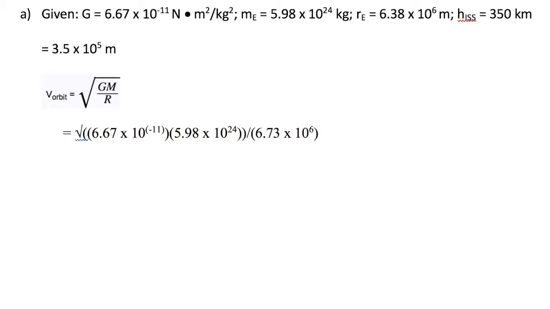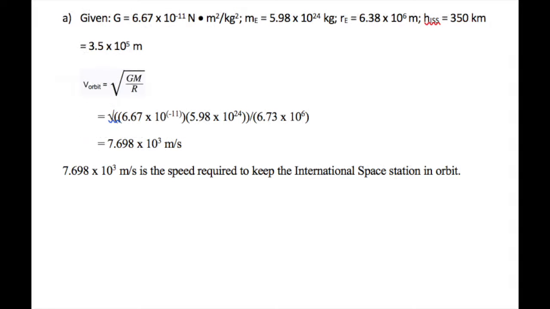We have the square root of 6.67 times 10 to the power of negative 11 times 5.98 times 10 to the power of 24 over 6.73 times 10 to the power of 6. By calculating those numbers, we get 7.698 times 10 to the power of 3 meters per second. This is the speed required to keep the International Space Station in orbit.